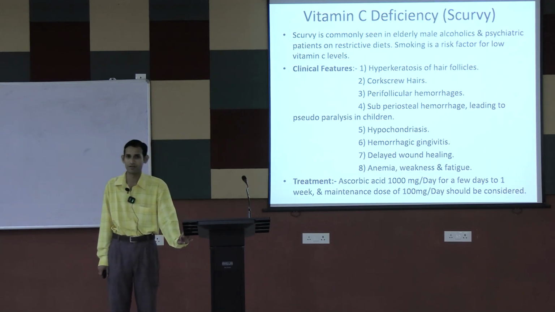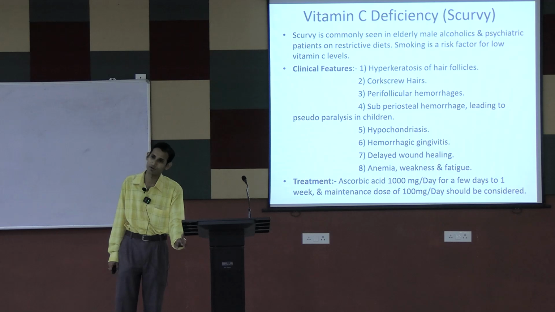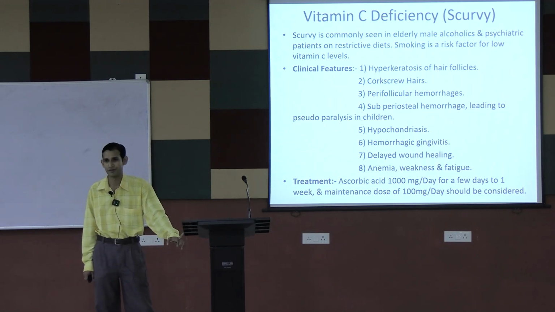Now coming to the vitamin C deficiency. Vitamin C is also known as ascorbic acid. Vitamin C deficiency produces scurvy. Scurvy may come as a short note also. So what are the findings of vitamin C deficiency?